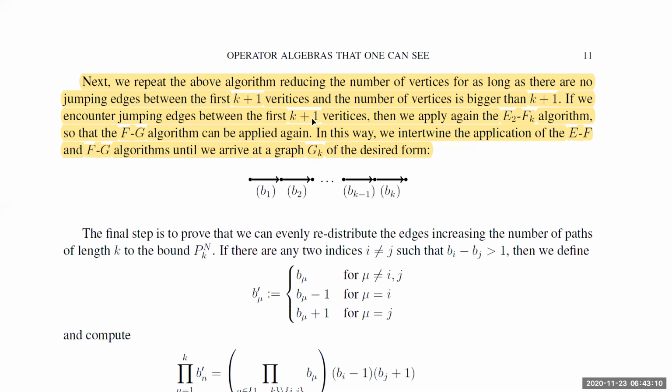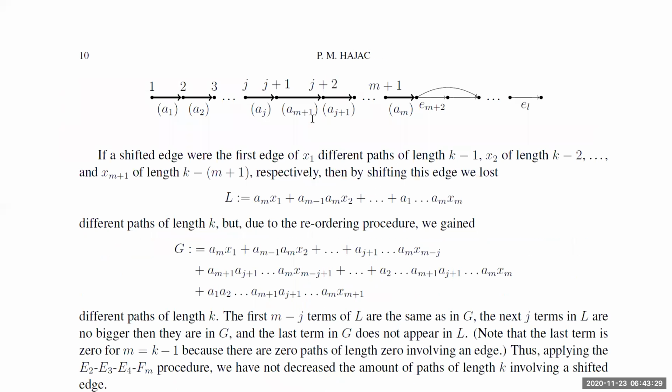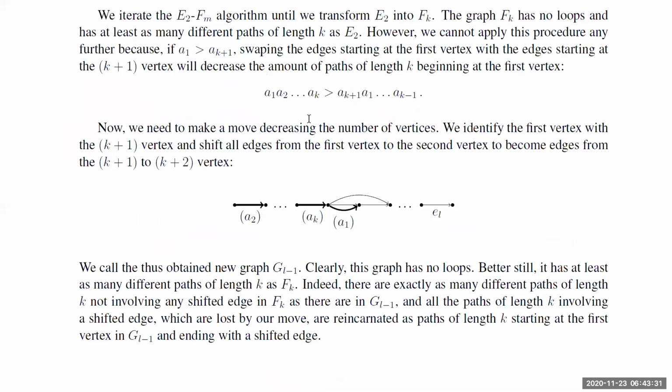So this F, yeah, and we can apply this E to FK algorithm. And when we applied, well, again, we end up in a situation where we can apply again, this time the F to G algorithm, because the feature of the FK graph is precisely that there are no jumping edges starting at the first, second, up to the k vertex. There are no jumping edges. This is what this E2 to FM procedure guarantees.